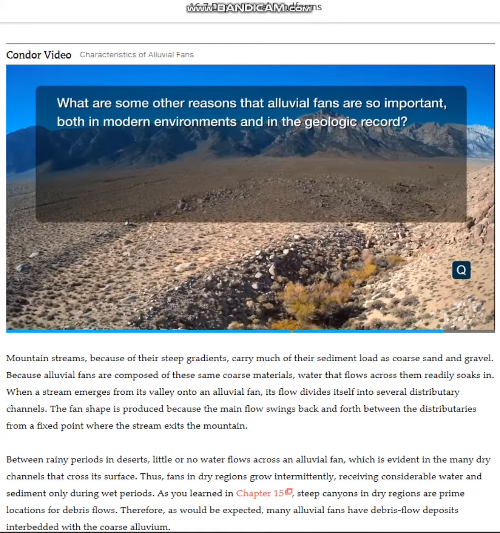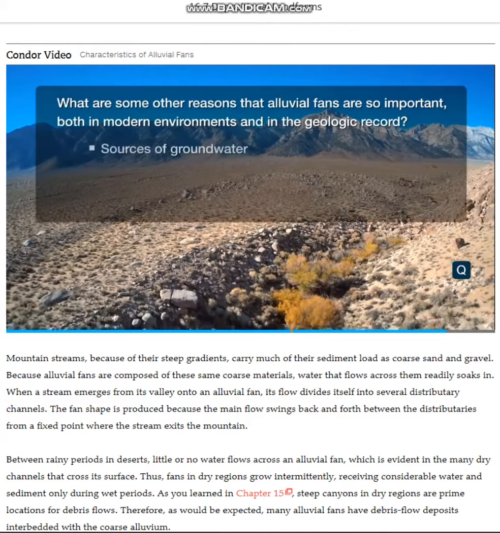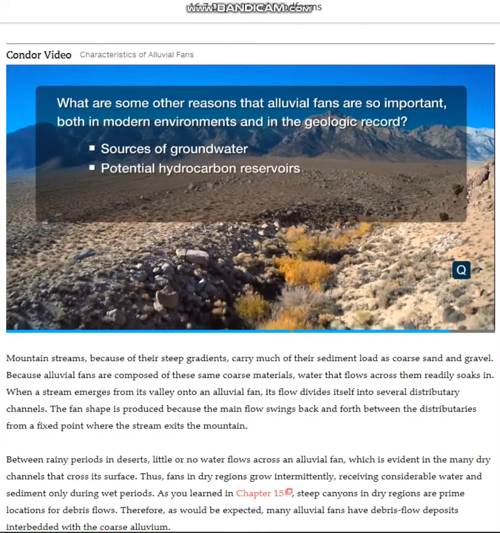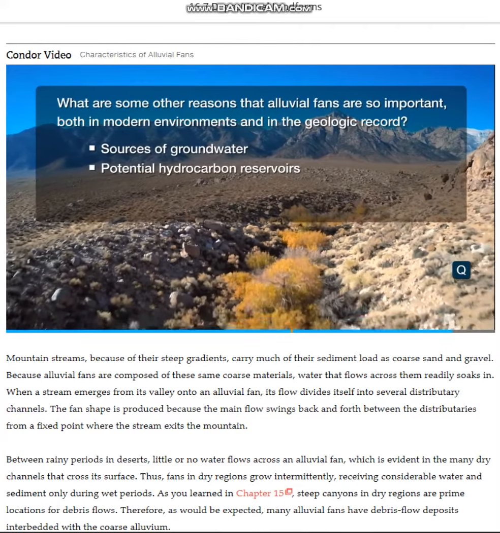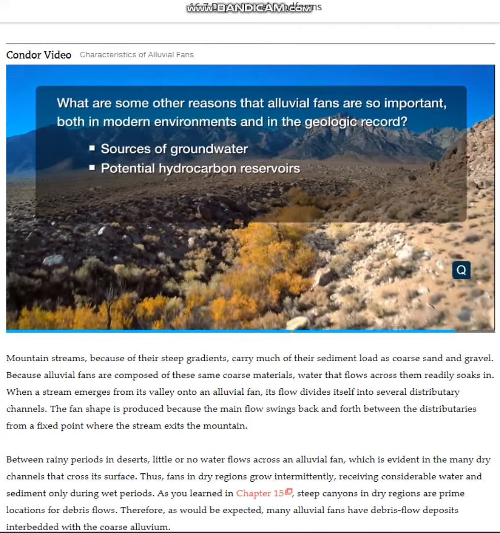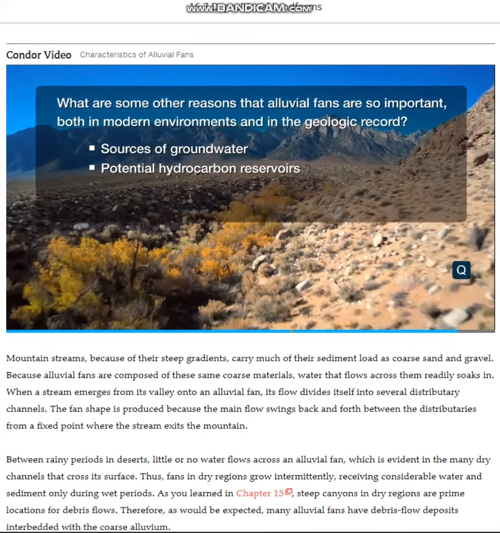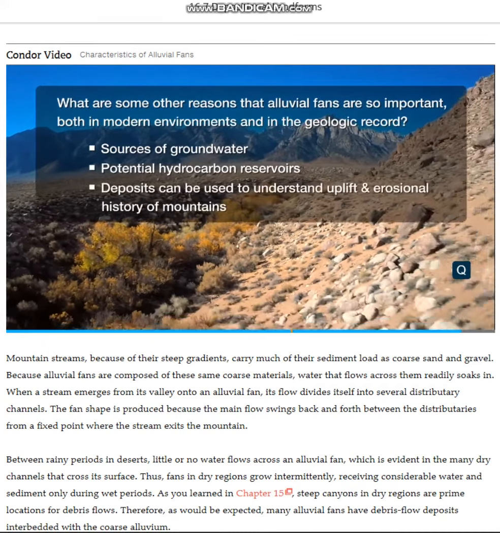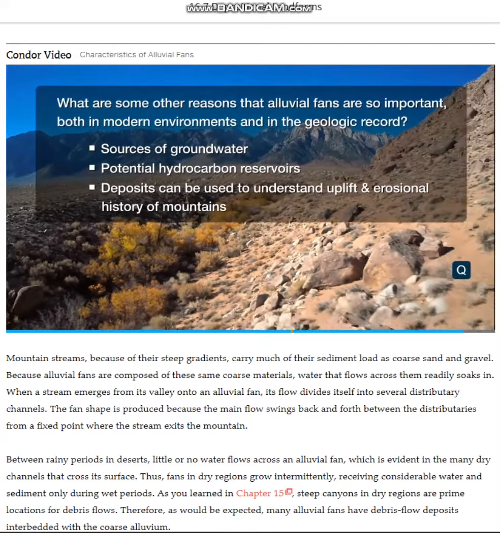Modern and ancient alluvial fan deposits can be excellent sources of groundwater and potential hydrocarbon reservoirs because fluids can accumulate and be stored between their sand to boulder-sized particles. Alluvial fans can also give geologists clues about mountain uplift and erosion histories.